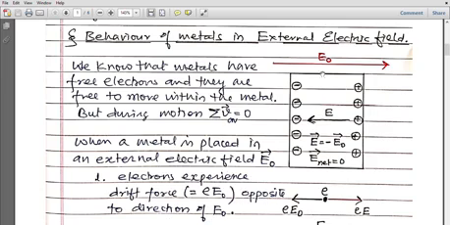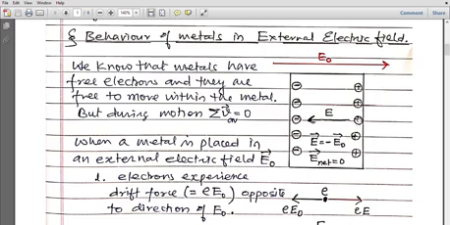If an electric field is applied in this direction, the force on the electron is in the opposite direction, which means toward the left-hand side. So the electron starts drifting opposite to the external electric field. Now what will happen? These electrons get accumulated on the left-hand side, so positive charge gets developed on the right-hand side.